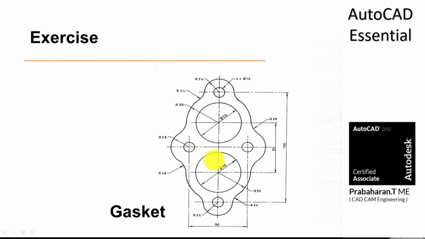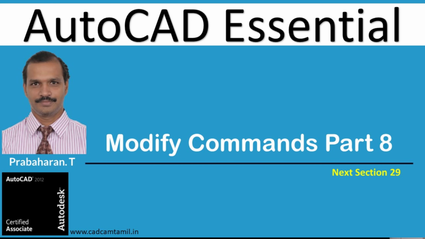Based on this, I have given a small exercise of a gasket diagram. Try this diagram with the specified dimensions. So this is the end of session number 28. In the next session, we are going to discuss the lengthen, align and reverse commands. Thank you.